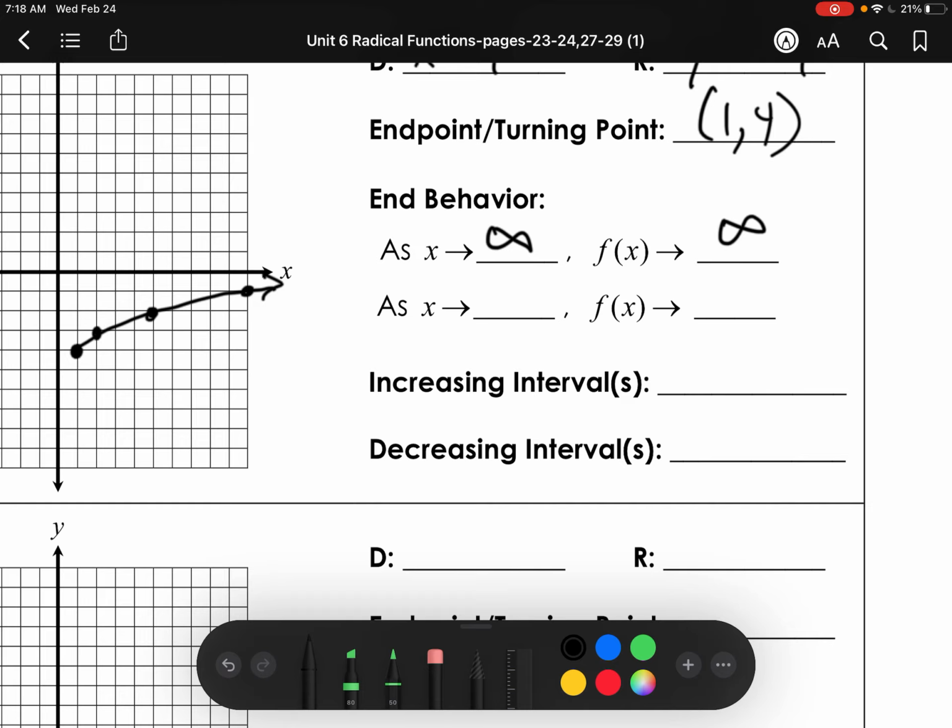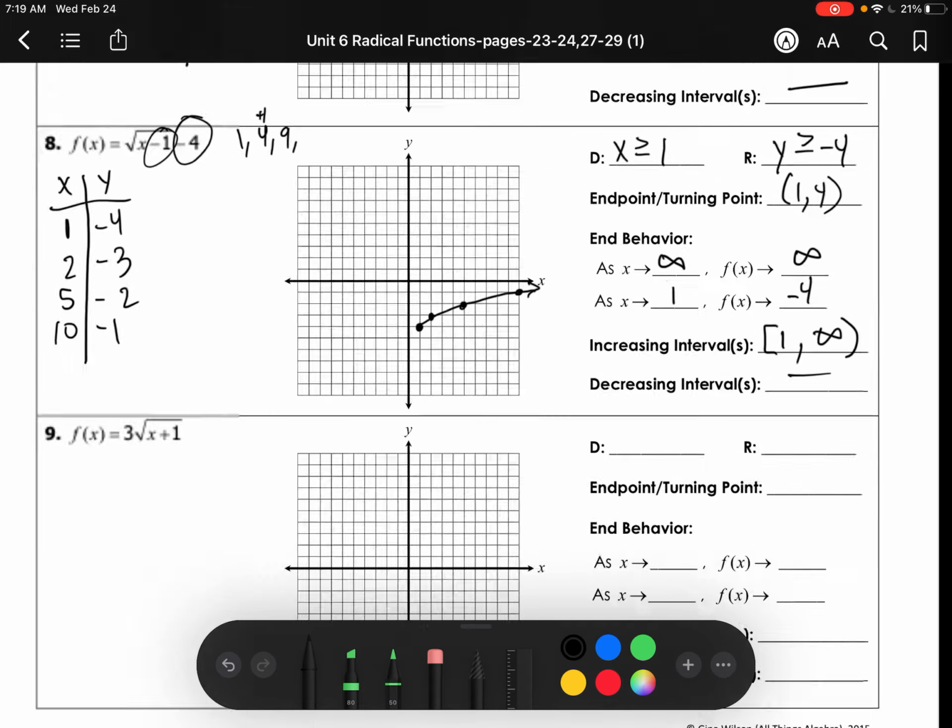Then next, as x approaches, this time it's approaching 1, right? So it's moving in this direction, and it can't go below x value of 1. So as x approaches 1, our y values are decreasing, right? And they're decreasing towards negative 4. And then our increasing interval, it's referring to our x values, right? The starting point of our increasing interval is here at where x is 1, and it's increasing all the way into infinity. And we don't have a decreasing interval here in this function.